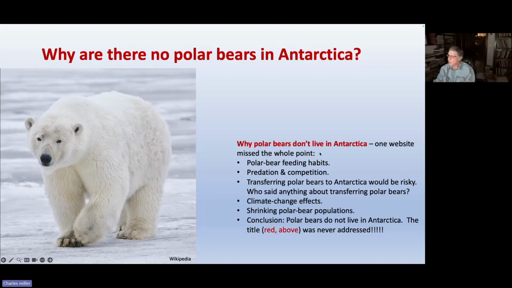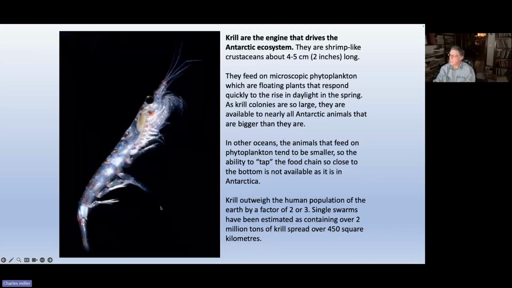I already knew the answer. Why polar bears don't live there? And they gave all this information and never answered the question. Can you believe that? So if you're talking about the marine environment in Antarctica, this is what sustains it.